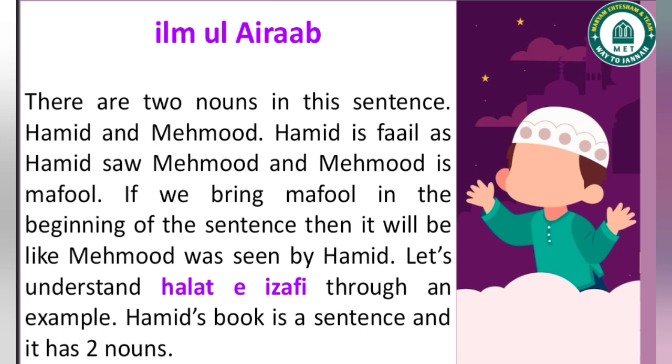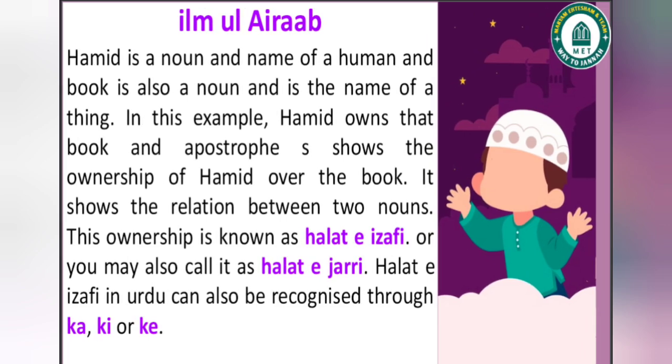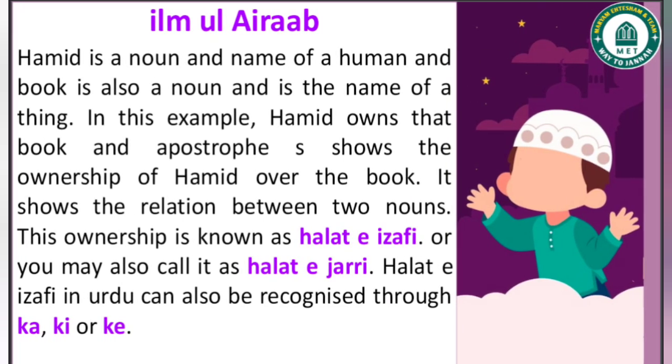Let's understand halat izafi through an example. Hamid's book is a sentence and it has two nouns. Hamid is a noun and the name of a human, and the book is also a noun and is the name of a thing. In this example, Hamid owns that book, and apostrophe S shows that ownership of Hamid over the book. It shows the relationship between two nouns. The ownership is also called as halat izafi, or you may also call it as halat jarri. Halat izafi in Urdu can be recognized through ka, ki, or ke.